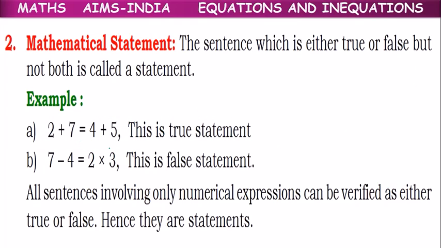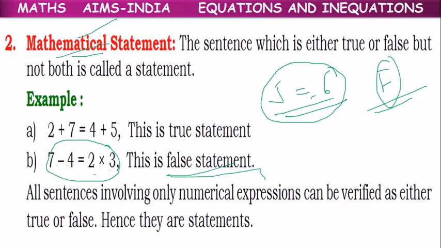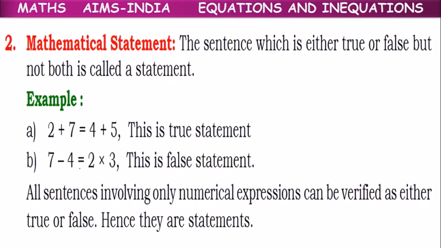Whereas this one, 7 minus 4 equal to 2 into 3. 7 minus 4 how much? 3. 2 into 3 how much? 6. Is 3 equal to 6? They have given one mathematical sentence which is false, which is wrong. So this is an example of a false statement. A mathematical statement can be a true statement or a false statement. If you are able to tell true or false for a mathematical sentence, then it is a mathematical statement.